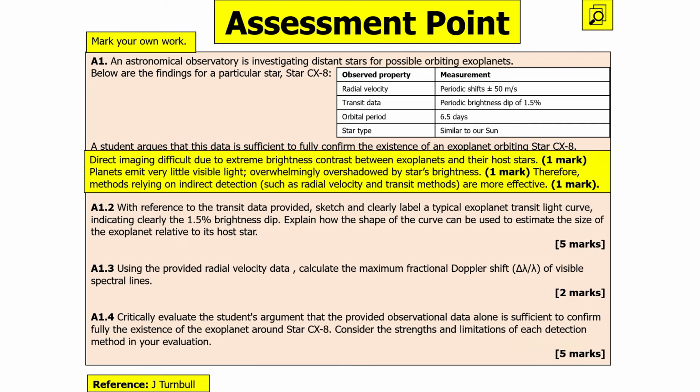Direct imaging is difficult due to the extreme brightness contrast between exoplanets and their host stars. Planets emit very little visible light, overwhelmingly overshadowed by a star's brightness. Therefore, indirect detection methods are more effective.